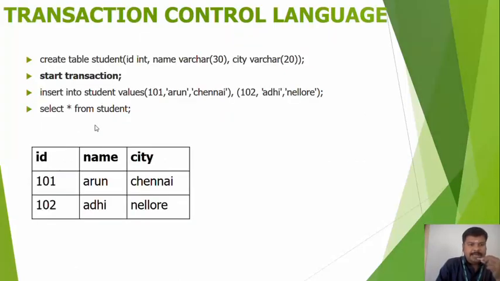Take an example: CREATE TABLE student (ID INT, name VARCHAR(30), city VARCHAR(20)). What is the table name here? Student. What are the columns? ID, name, city. What are the data types? Integer, VARCHAR of 30, VARCHAR of 20.